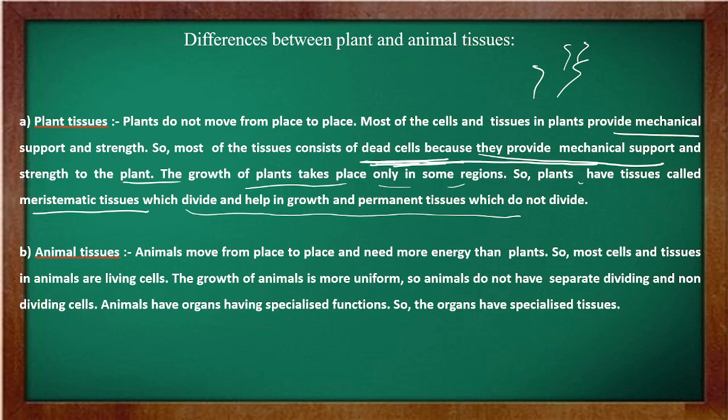Next is animal tissue. Animal tissues move from place to place, and therefore they need more energy than plants. So most cells and tissues in animals are living cells. The growth of animals is more uniform, because they grow from every side. Animals do not have separate dividing and non-dividing cells. Animals have organs which have some specialized functions, so the organs have specialized tissues. This is the basic difference between plant tissues and animal tissues.